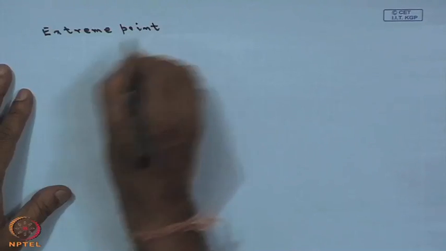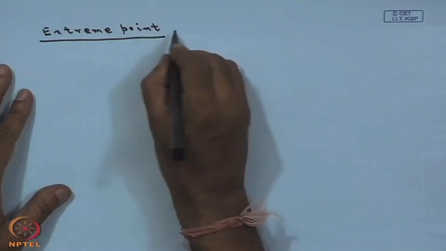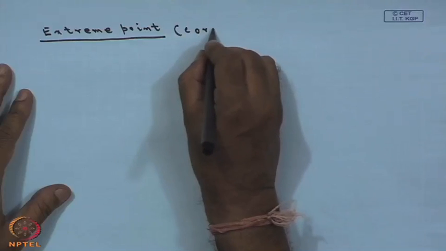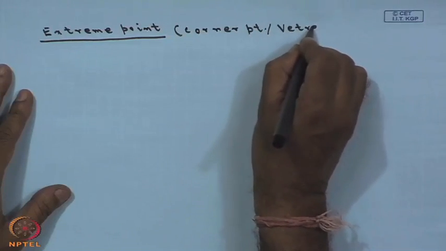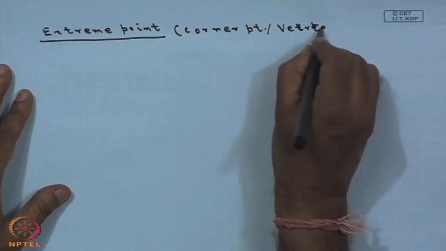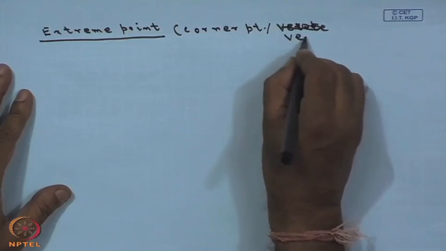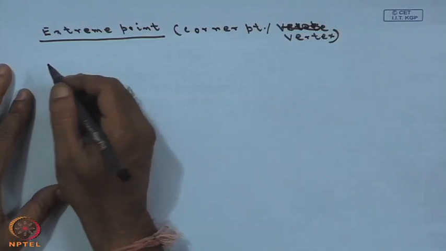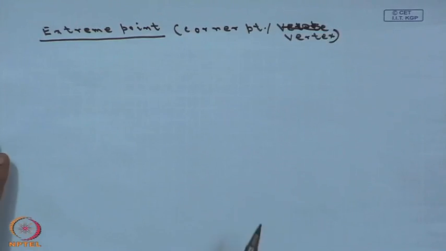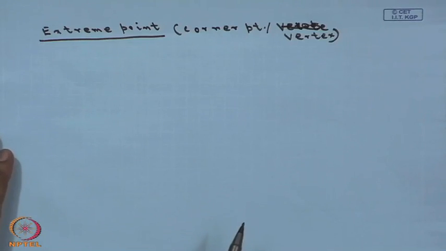This extreme point, sometimes we call it a corner point, or we call it a vertex also. Now, a point of intersection of two bounded lines, or two bounded lines of half spaces, we call it the extreme point, or the corner point, or the vertex.